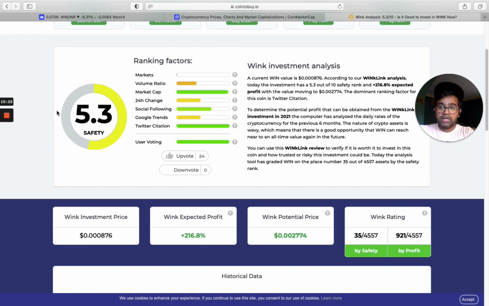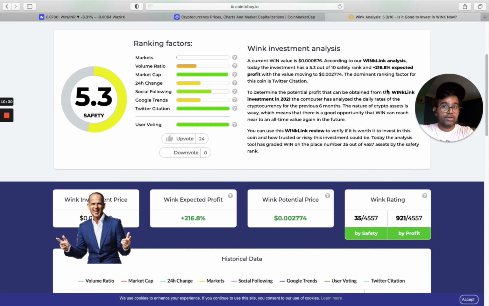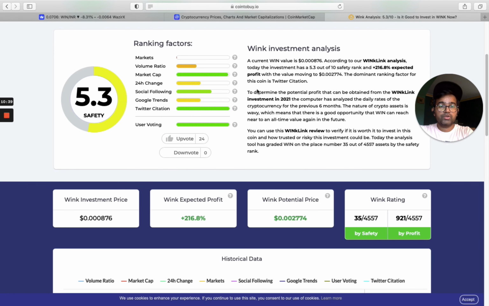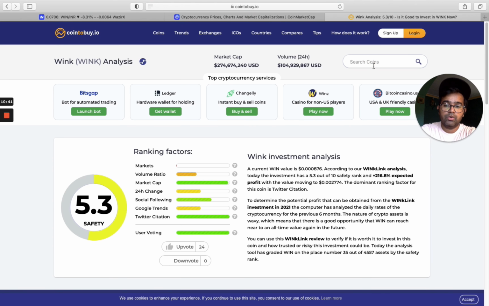bet. If you read out here about Wing, they're saying it has a 216% possibility to hit profit. That's crazy, right? So I mean, it's a no-brainer out here. So that's what you need to do. Pick a coin, look at what the coin is out here. Go into a website like CoinToBuy. Let's say I type, I want to know about Zinc. Click search.